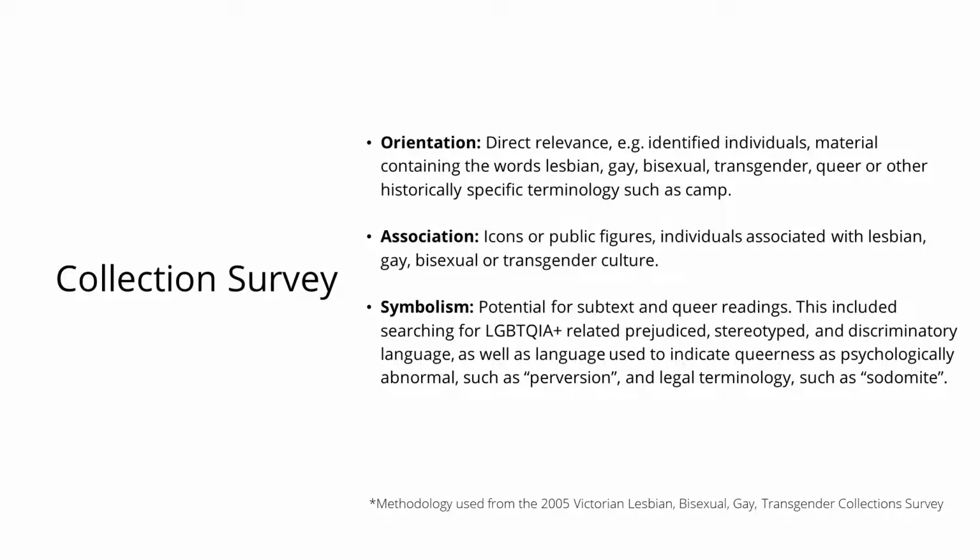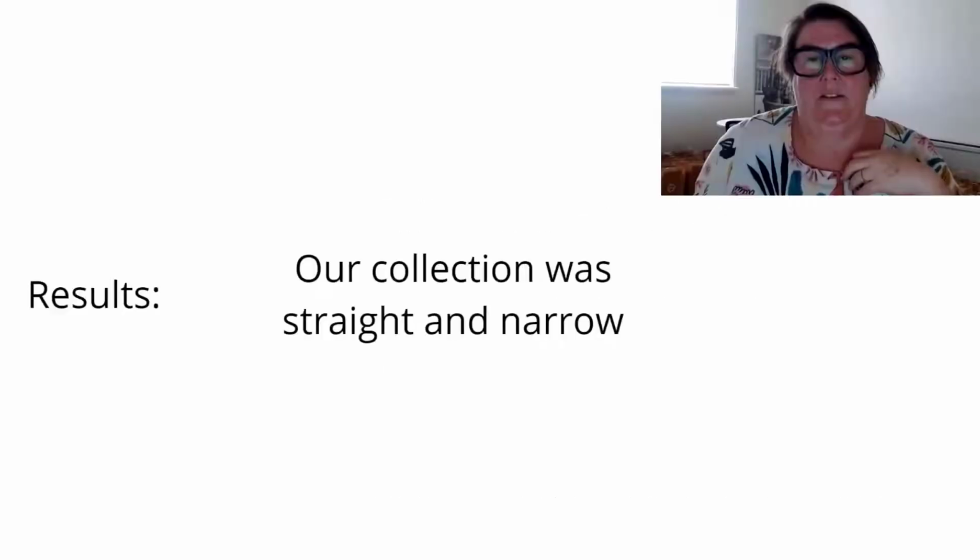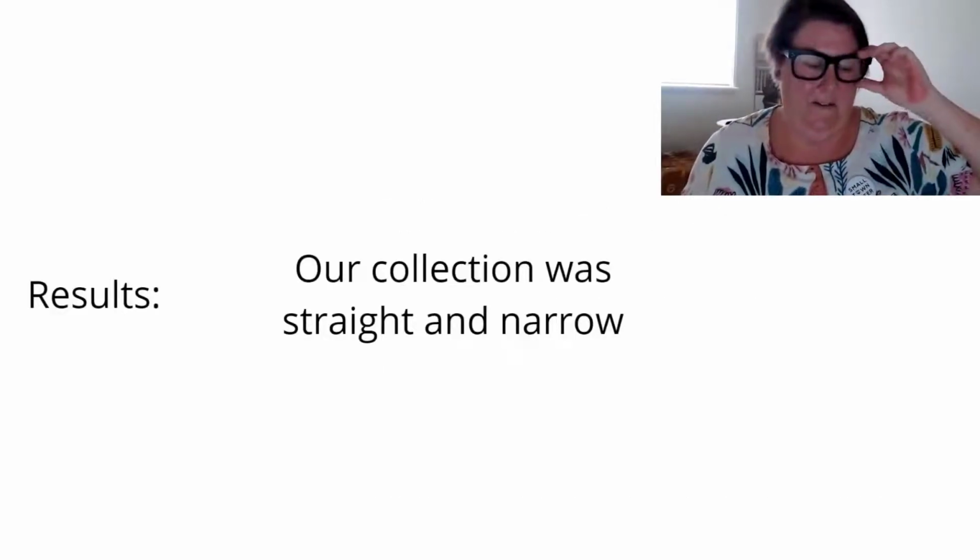And we took this methodology used in a 2005 study on Victorian collections, which was looking at those words that might indicate orientation, bisexual, transgender, objects that might be there with association to culture, or objects that might symbolise part of queer culture. So I like to say our collection was straight and narrow.